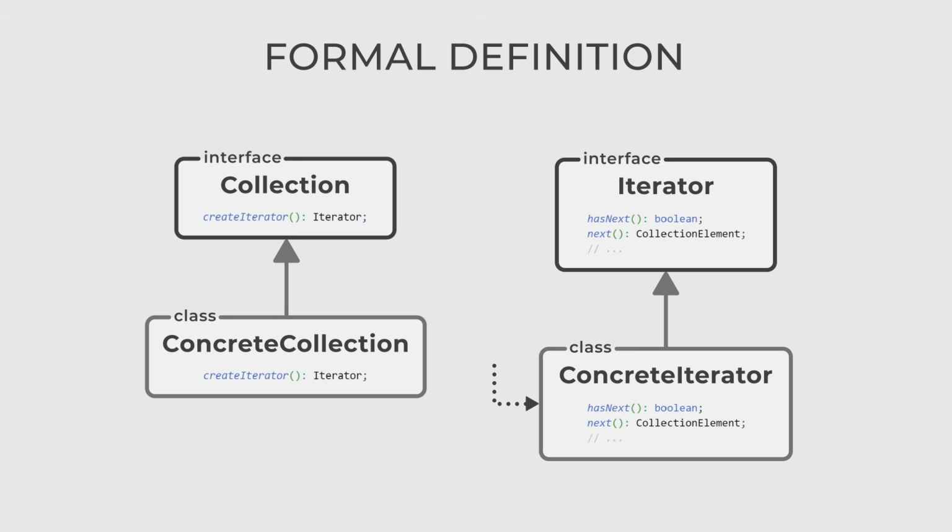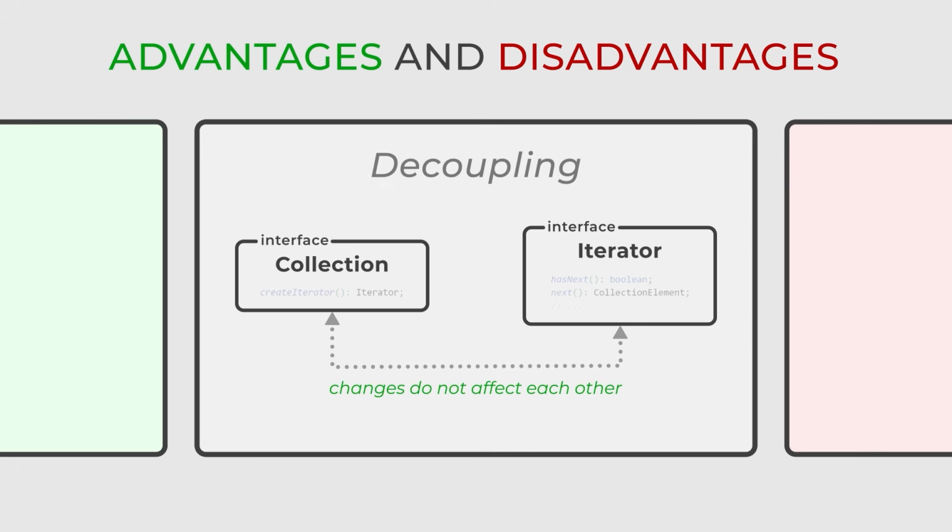Starting with the benefits, the iterator introduces a notable level of decoupling, effectively separating the traversal logic from the collection and ensuring a clean division of responsibilities. This separation enhances the maintainability and scalability of the code, as changes in the traversal logic or the collection structure do not affect each other.